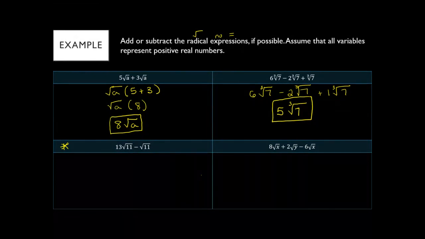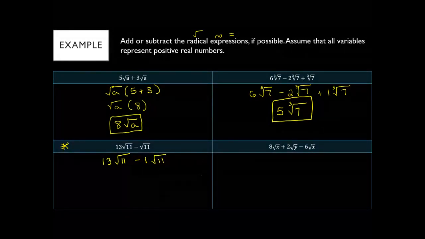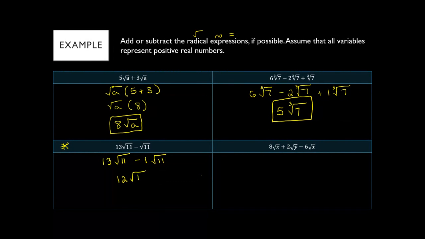12 times the square root of 11. That is correct. So these are like terms. We've got 13 times the square root of 11, and then it's minus a 1 times the square root of 11, basically. And 13 minus 1 is 12. So we get 12 times the square root of 11.